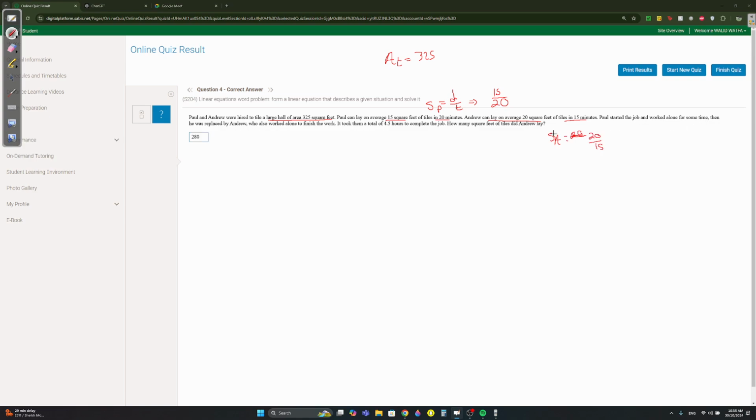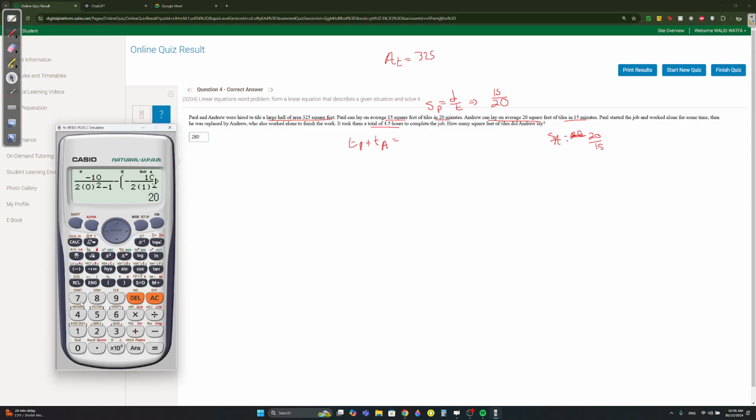Paul started the job and worked alone, and then he was replaced by Andrew, and it took them a total of 4.5 hours to complete the job. How many square feet of tiles did Andrew lay? So time of Paul plus time of Andrew is equal to 4.5 hours. I'm going to make it minutes because all of my times are in minutes, so we multiply by 60. You get 270.